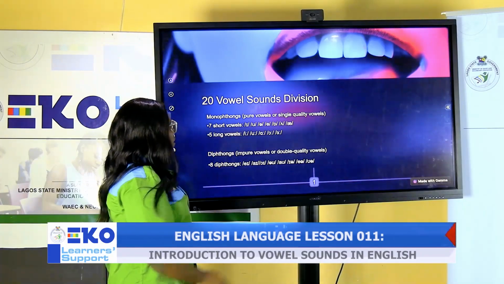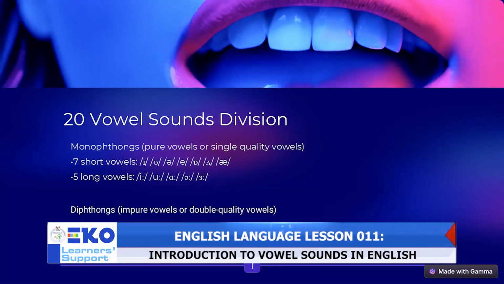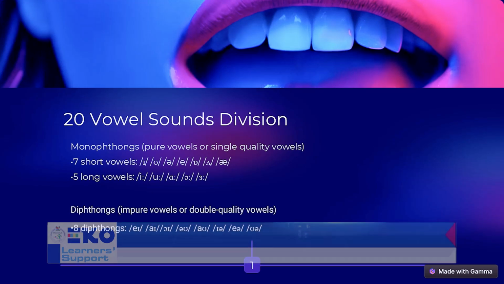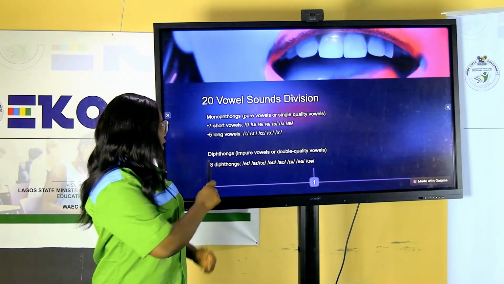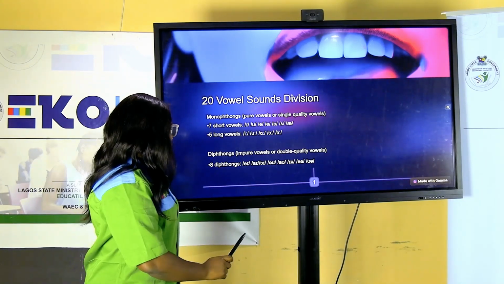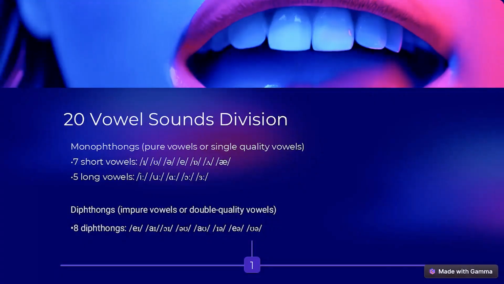We have 7 short vowels and 5 long vowels. The 7 short and 5 long vowels come together to form the monophthongs. Altogether, 7 plus 5, we have 12 monophthongs of the English language. And then we have 8 diphthongs. Take a look at these diphthongs. 8 of them. 1, 2, 3, 4, 5, 6, 7, 8.